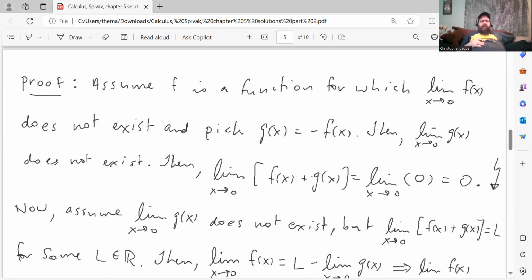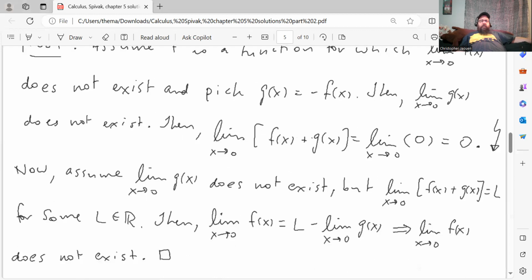The first one, obviously, I did with a proof by contradiction using his hint. So here I'm assuming that f is a function for which the limit of f of x as x goes to 0 does not exist, and pick g of x equal to negative f of x. Then the limit as x goes to 0 of g of x does not exist, right? Because it's defined in terms of f of x. Then the limit as x goes to 0 of f of x plus g of x is equal to the limit of the constant function identically equal to 0 as x goes to 0, which is 0, but that shows that the limit of f of x plus g of x exists, and that's our contradiction.